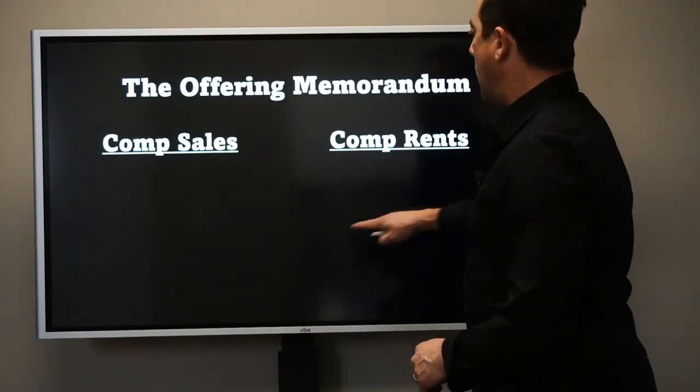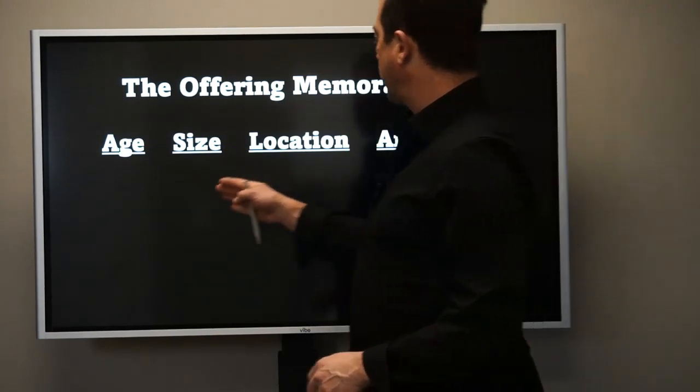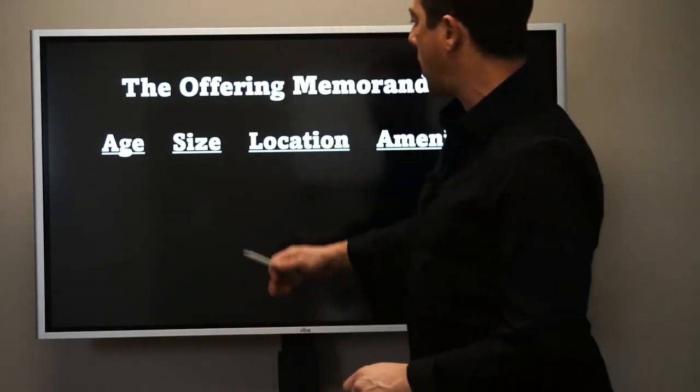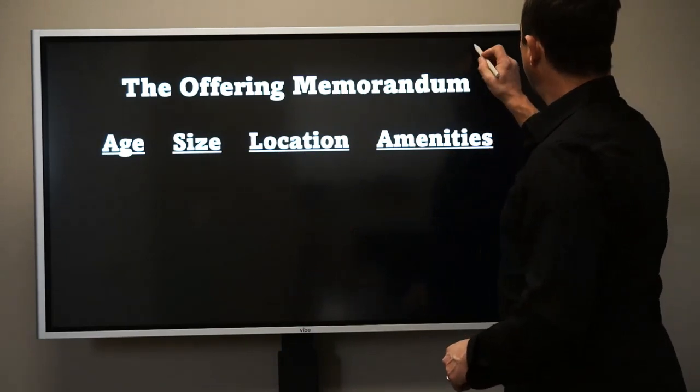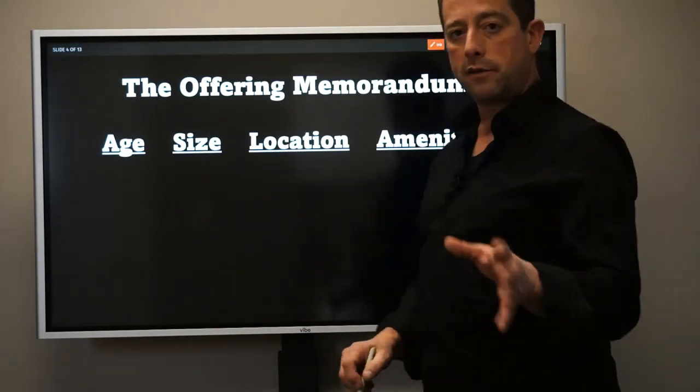Okay. Now let's talk about the other things we got in the OM here. This is your comp data here: age, size, location, amenities. I know this is going to be a review as we've gone through this in another video.